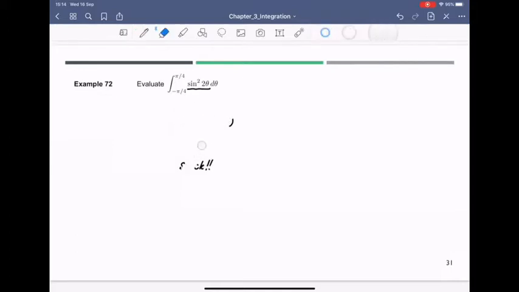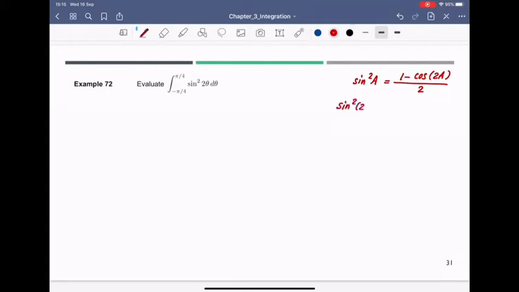The only solution that you're going to deal with sine square is using an identity. Remember that sine square of the angle A is going to be 1 minus cosine 2A over 2. This is the formula for sine square. So if I want sine square of 2 theta, I have to replace A by 2 theta, and this is going to be 1 minus cosine 4 theta over 2.